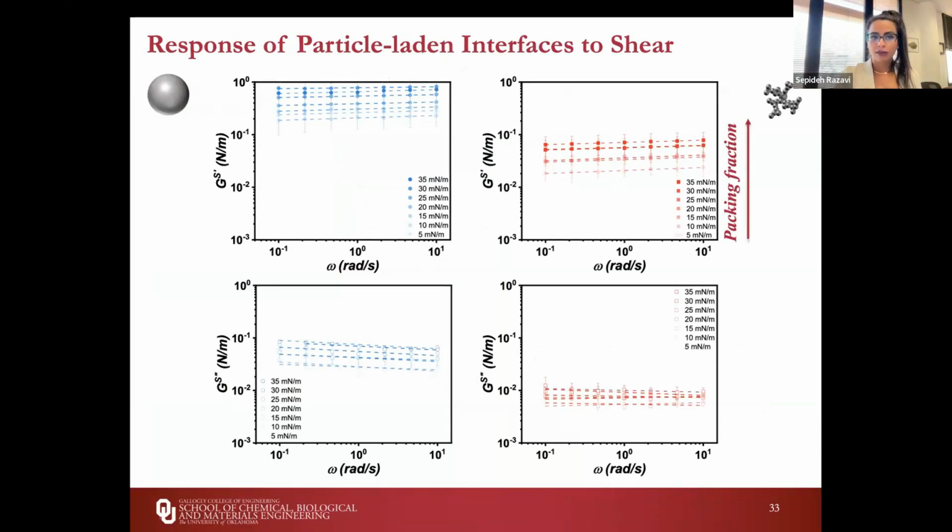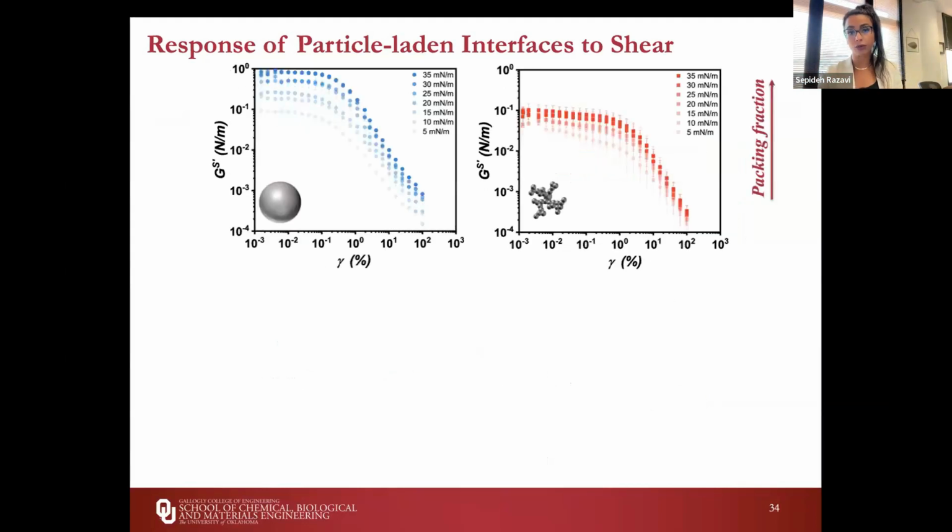And the round particles have a higher G prime than rough particles because, again, these are not hard spheres, but rather they're aggregate structures. And we have done AFM, and at some points they might be smaller than 250. They could be even as small as thin as 100 nanometers. So this explains why their elastic modulus is slightly lower.